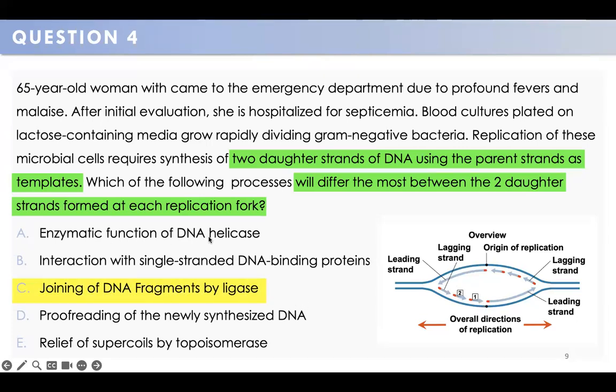The other things are the same for both. DNA helicase, which is required to break down the replication fork, is the same. Interaction with single-stranded DNA binding proteins, which prevents the DNA from re-annealing, is the same. Proofreading is the same, and relief of supercoils by topoisomerase is also the same. So the only difference is that the leading strand does not require joining of the fragments by a ligase.